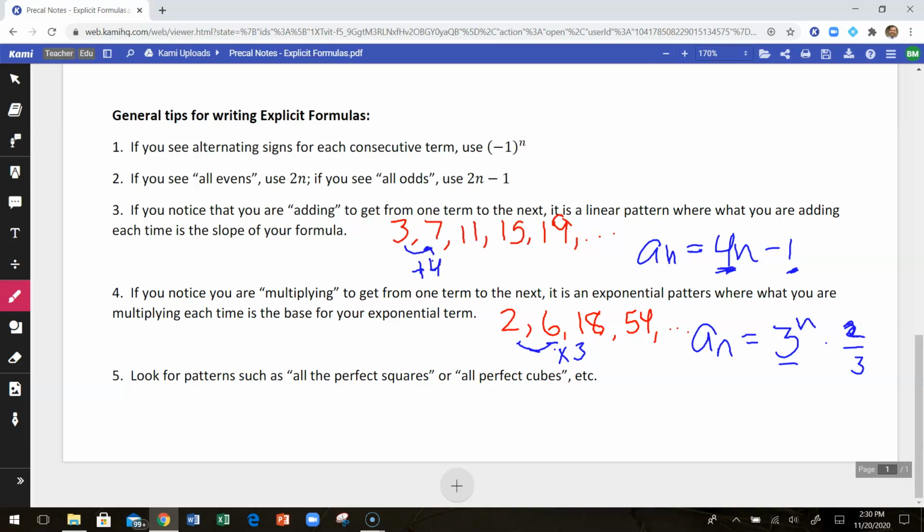So that one's kind of tricky, and we'll talk more about how to get this later on. But the main idea is, if you notice that you are multiplying each time, use this as your exponent base. Okay, and then just in general, look for more patterns, like all perfect squares. That would be something like n squared, or all perfect cubes. I would use n cubed, and so forth. Looking for those patterns is really helpful when it comes to writing explicit formulas for sequences.